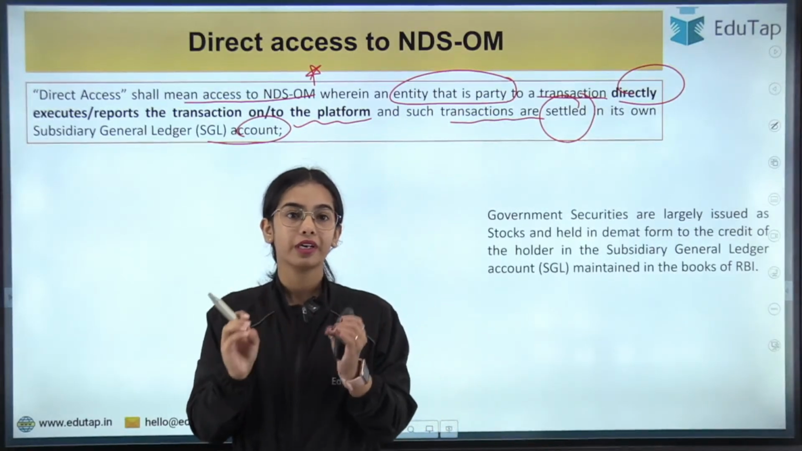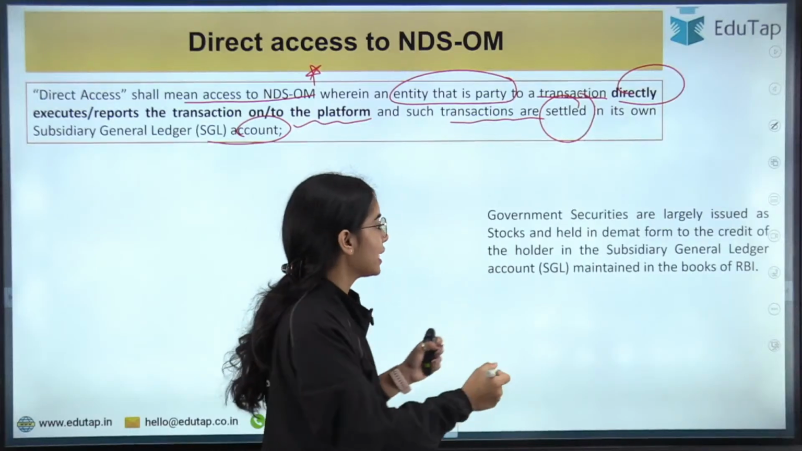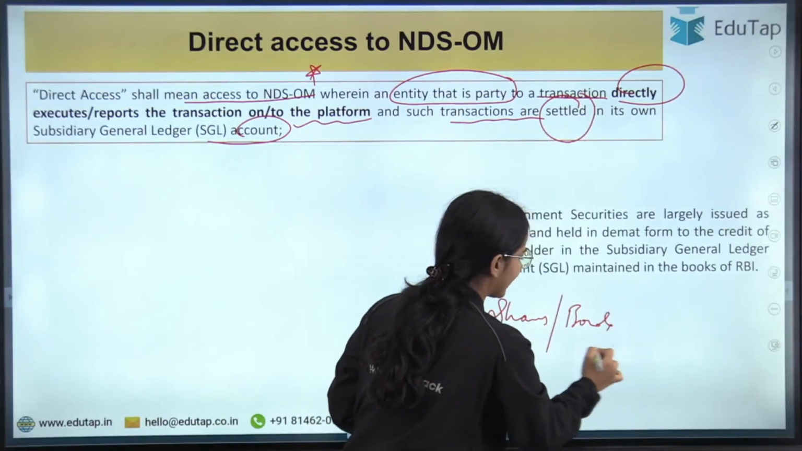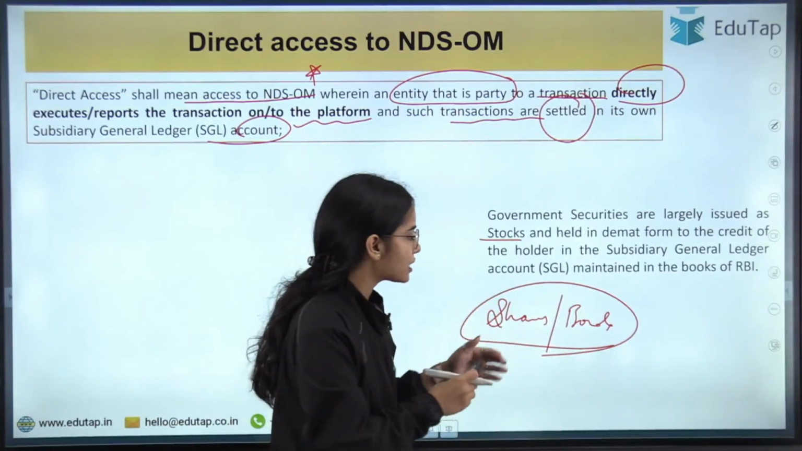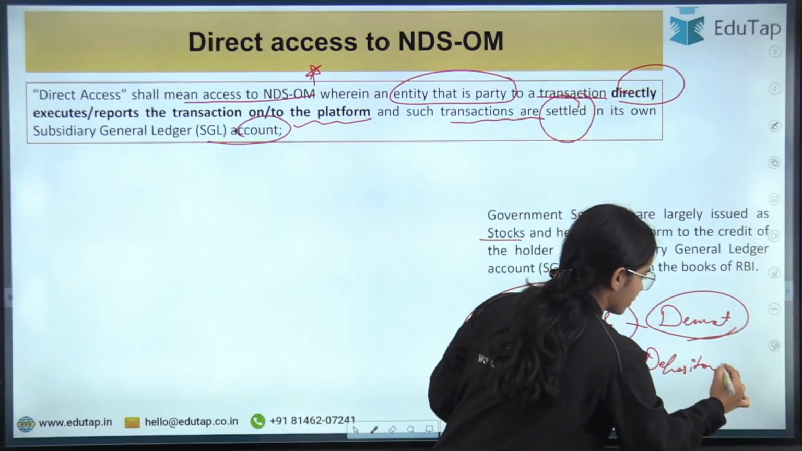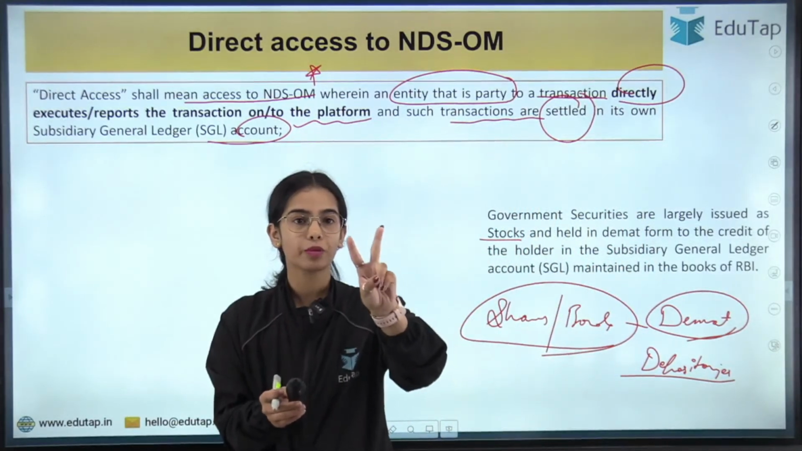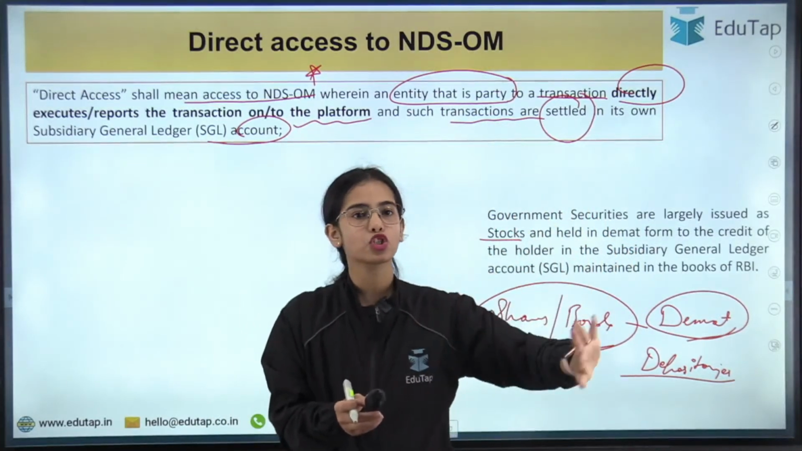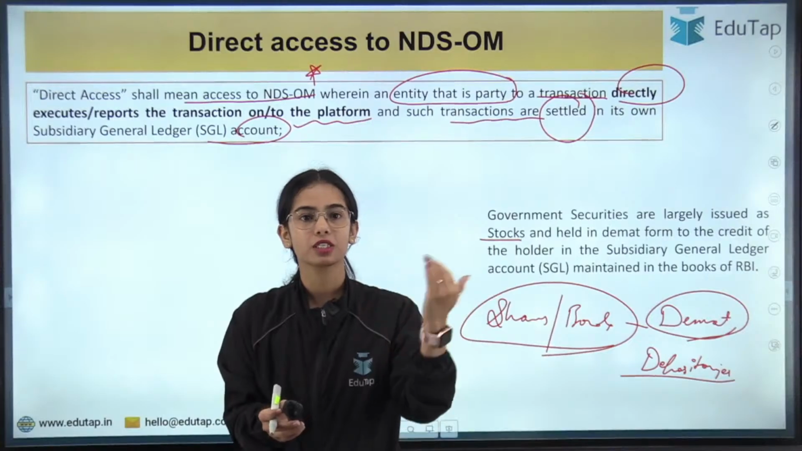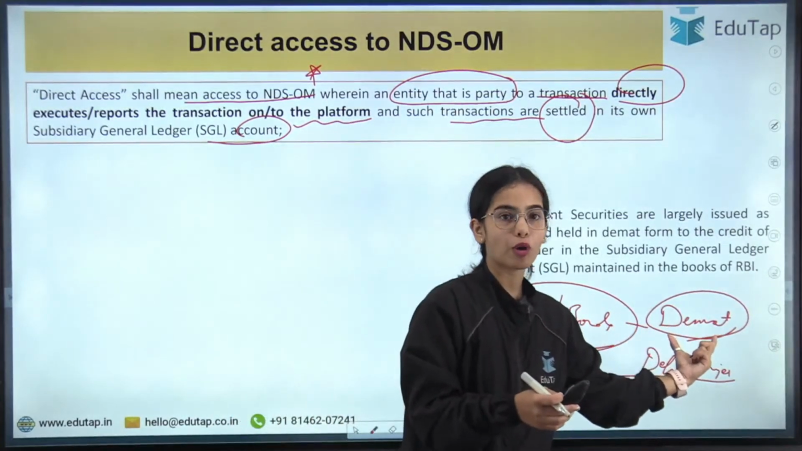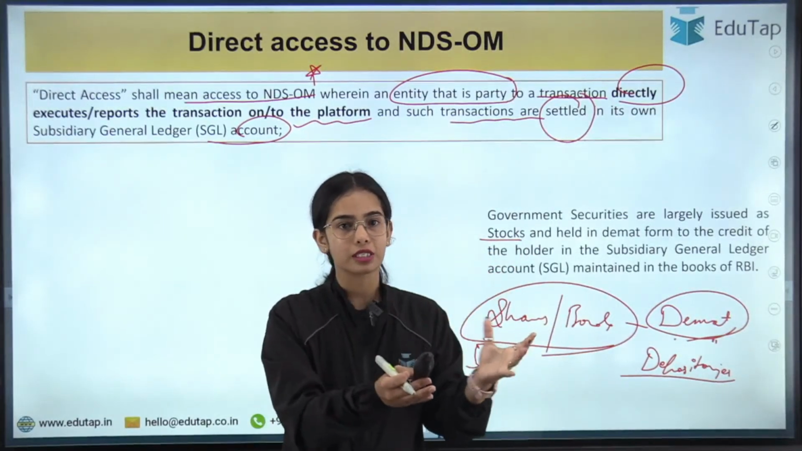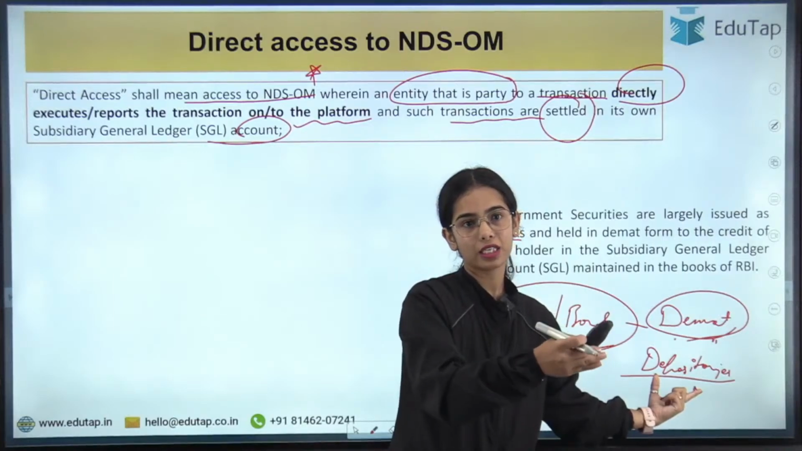So what is subsidiary general ledger account? So government securities are largely issued as stocks. If you remember that the stocks, if you buy the shares, if you buy the bonds, if you buy any kind of financial instrument, so that is kept in the demat form by the depositories. Okay, so depositories, that is NSDL and CDSL, we have two depositories in our country. Okay, if you are buying any stock, any shares, any bond from the stock markets, from the NSE, from the BSE, those shares you keep in the demat form, in the dematerialized form, in the electronic form, and this demat form of the shares is kept with the depositories, with the NSDL or CDSL.